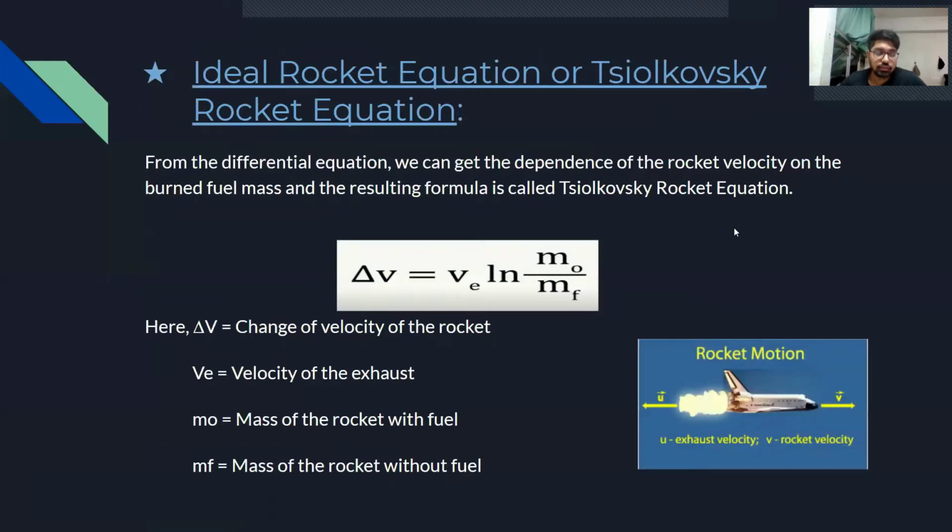Moving on, the next formula is the Tsiolkovsky rocket equation. This equation is very important to find out the change of velocity of the rocket in any given moment. This formula is usually derived using calculus from the conservation of linear momentum law. The formula goes as follows: change of velocity of the rocket is equal to the velocity of the exhaust into the natural logarithm of m0 by mf, where m0 is the mass of the rocket with fuel and mf is the mass of the rocket without fuel.